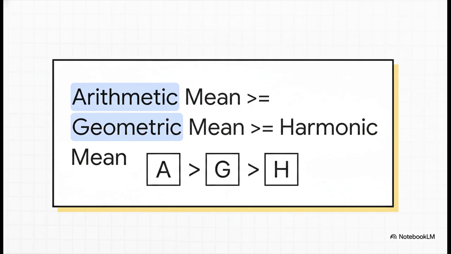Why does this matter? Well, this one rule will literally save you 3 minutes of blind calculating on a multiple choice question because you can use it to instantly eliminate wrong answers without even touching a calculator.